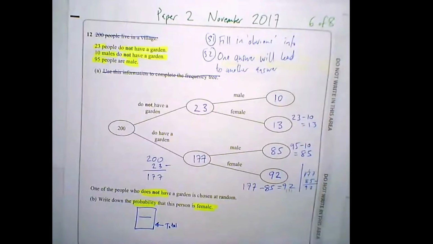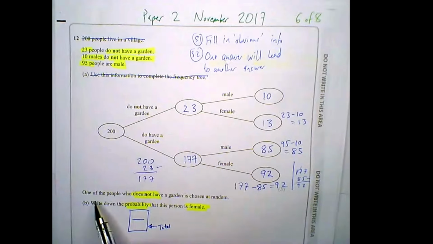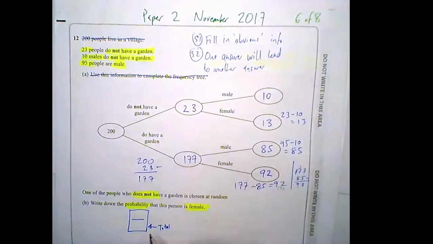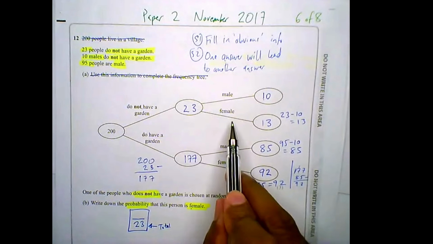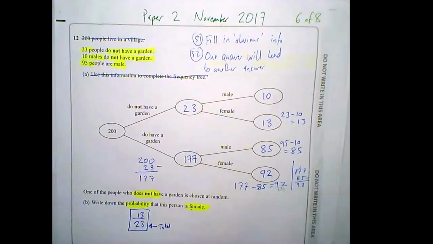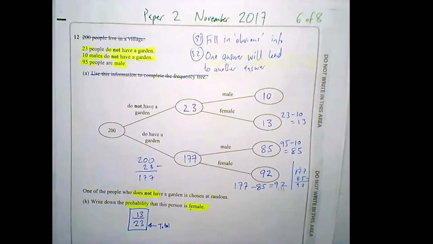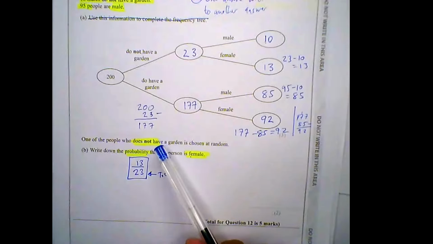Oops, camera has moved. One of the people who does not have a garden is 23. So 23 goes here. And I'm looking for female. 23 female is 13. And so this is 13 at the top. And similar to the earlier questions, it was worth 1 mark. But you can see we just have to be careful with that. If we did not read this carefully, we're going to get the denominators incorrect. So that's very, very important just to be careful about that.